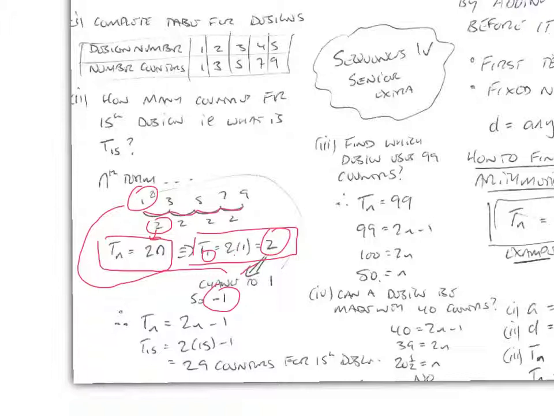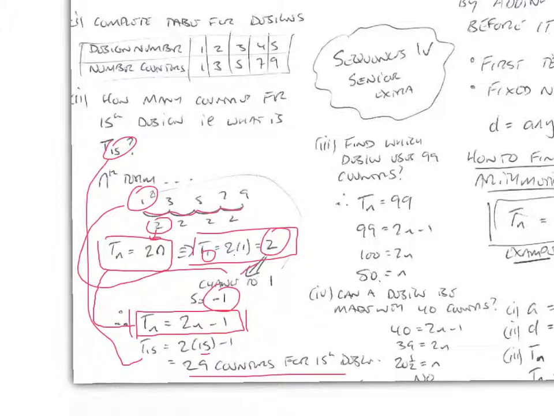So that means it's not actually Tn is equal to 2n, the nth term rule is Tn is equal to 2n minus 1. Okay, so for the 15th term, n is 15, it must be 29 counters for the 15th design.